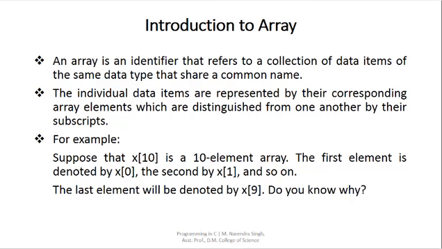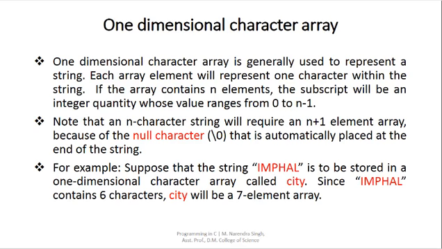The individual data items are represented by their corresponding array elements, which are distinguished from one another by their subscripts. For example, suppose that x[10] is a 10 element array, then the first element is denoted by x[0], the second by x[1], and so on. The last element will be denoted by x[9]. Why? Because the subscript of our first array element is 0, not 1.